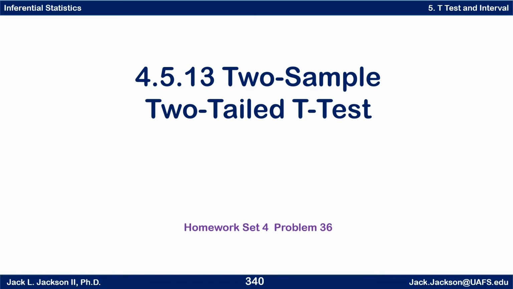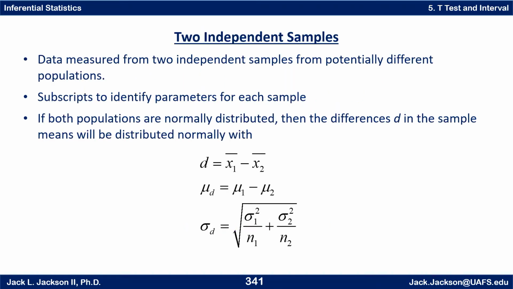All right, this is Jack Jackson, and we're back with a video where we can see how to perform a hypothesis test for the difference in population means from two independent samples. In the last video, we looked at what happens if we have paired data, which is not really two samples, but really one sample of ordered pairs, or one sample of differences. Here, we're going to look at two independent samples.